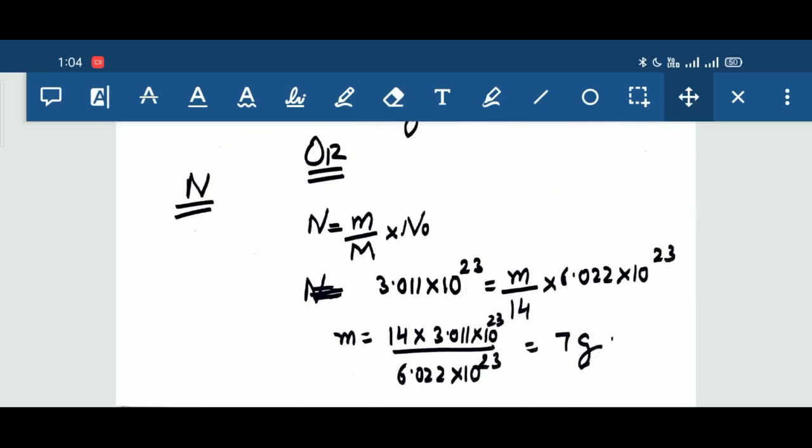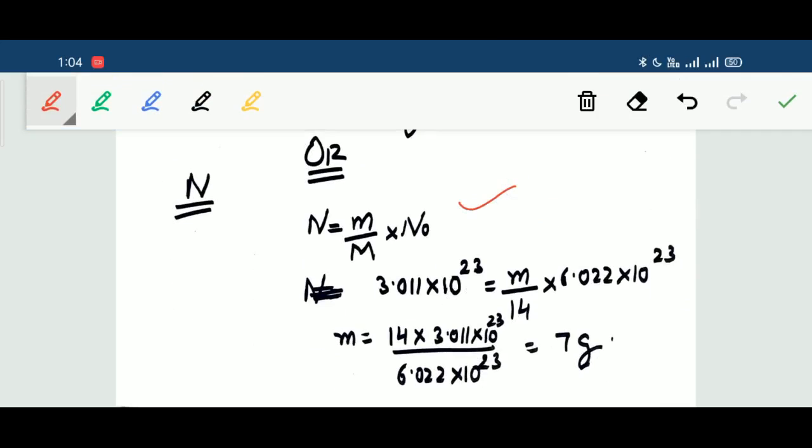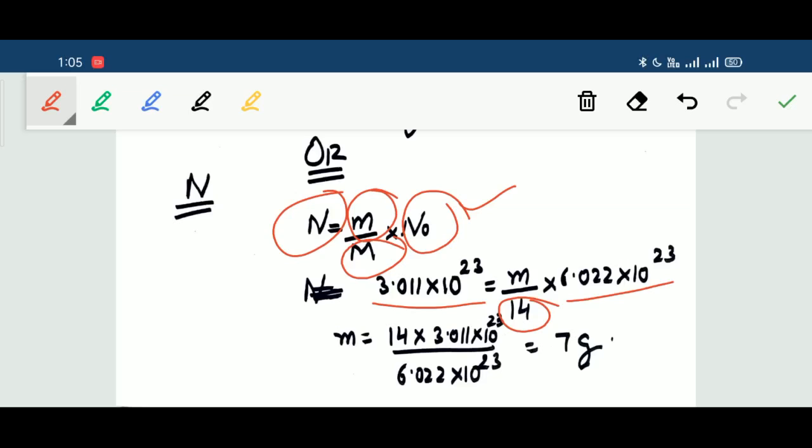This question can also be done using the formula capital N is equal to small m upon capital M into N naught. In this case, number of particles they were given 3.011 into 10 raised to 23. Molar mass we know it is 14 grams, and Avogadro's number we already know it is 6.022 into 10 raised to 23, and we have to calculate small m, that is mass. So on substituting the values and on solving, the answer comes to be 7 grams.